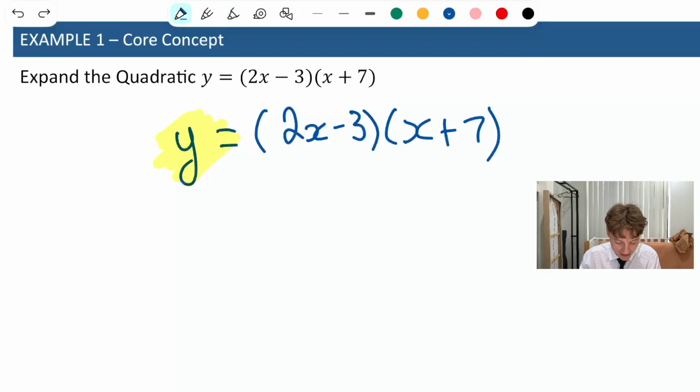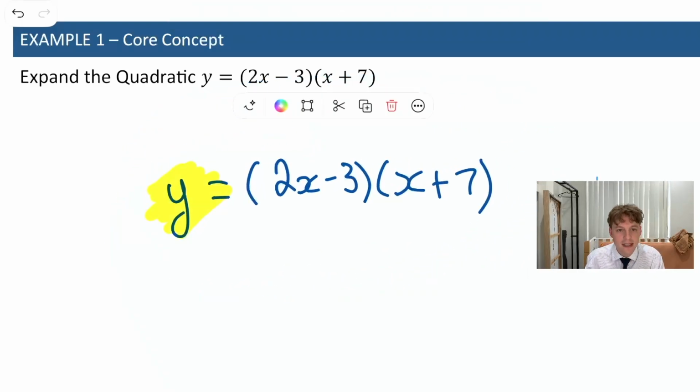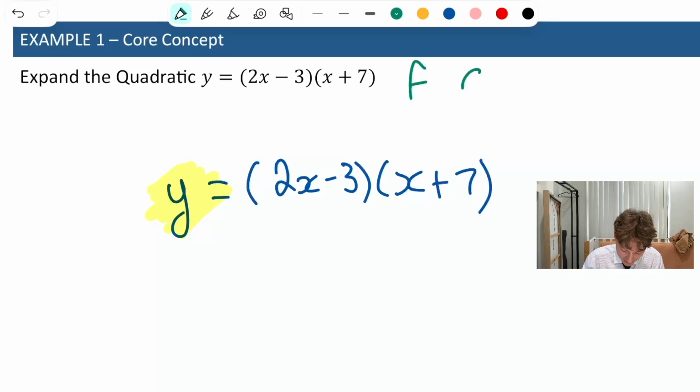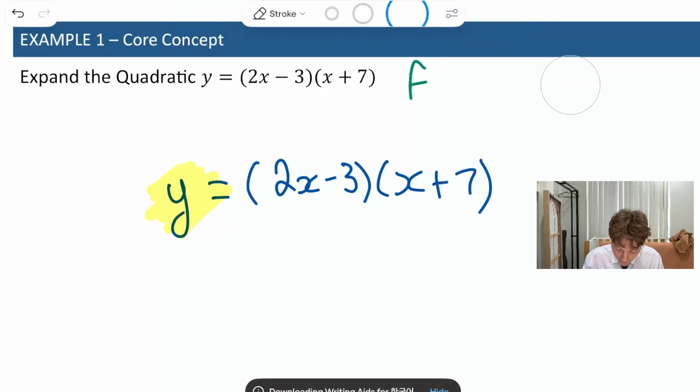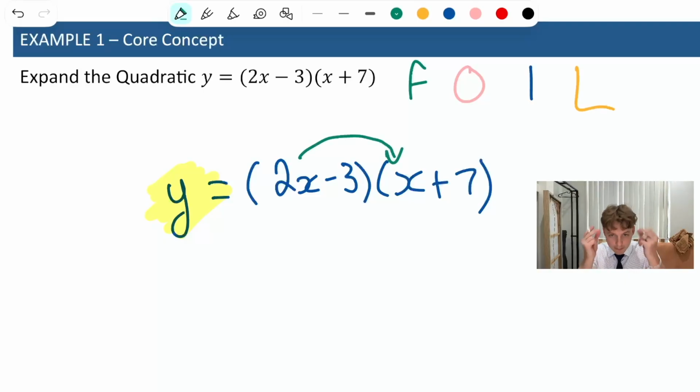So to expand my set of brackets, the process I like to use, there are a few acronyms that exist. The most common acronym that I see is FOIL. FOIL stands for first, outside, inside, last. Now, the F for FOIL stands for first. That's multiplying my first terms in both brackets.